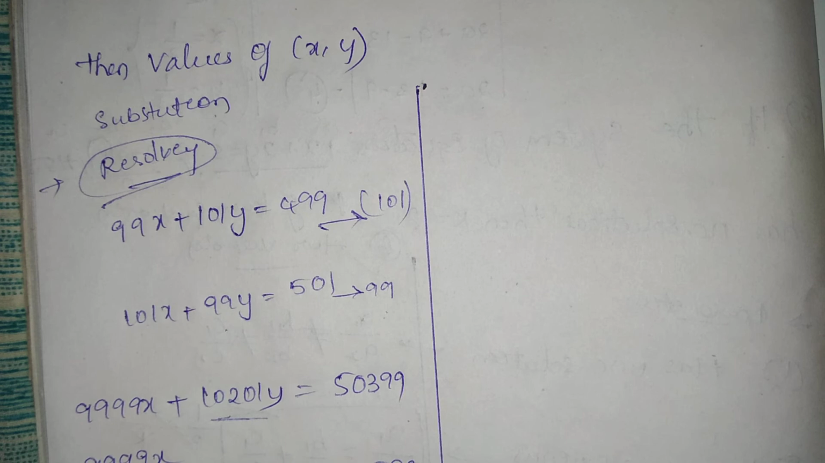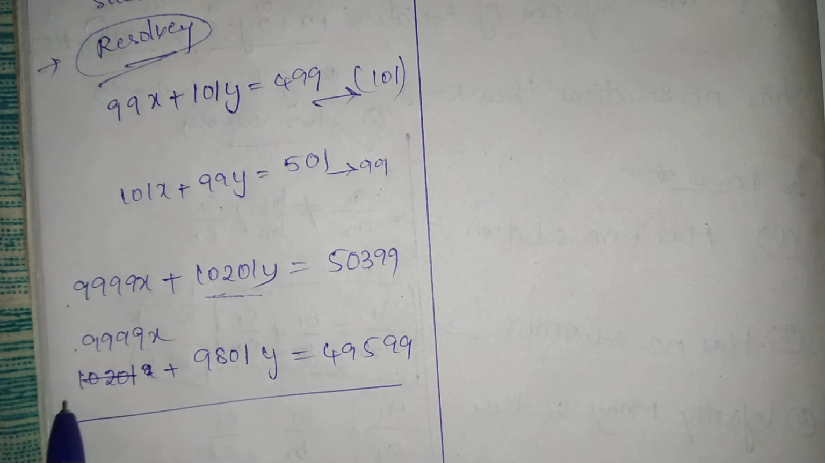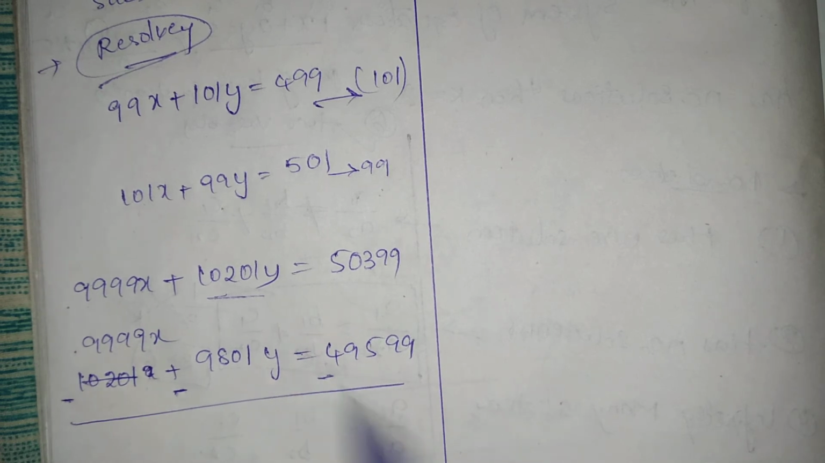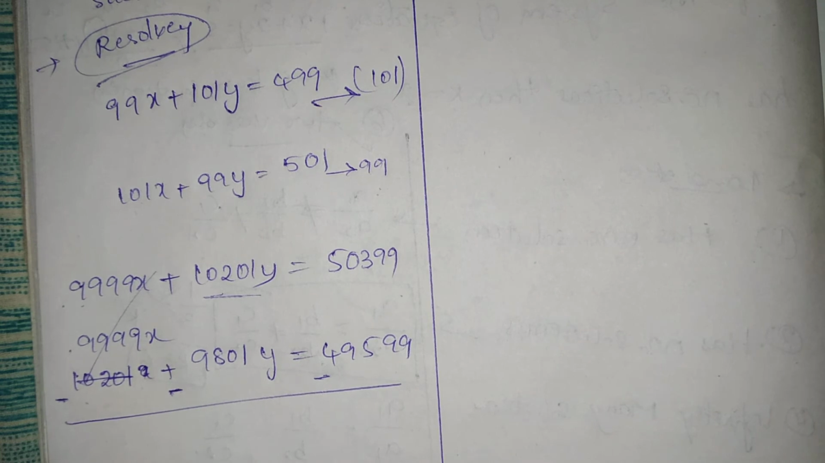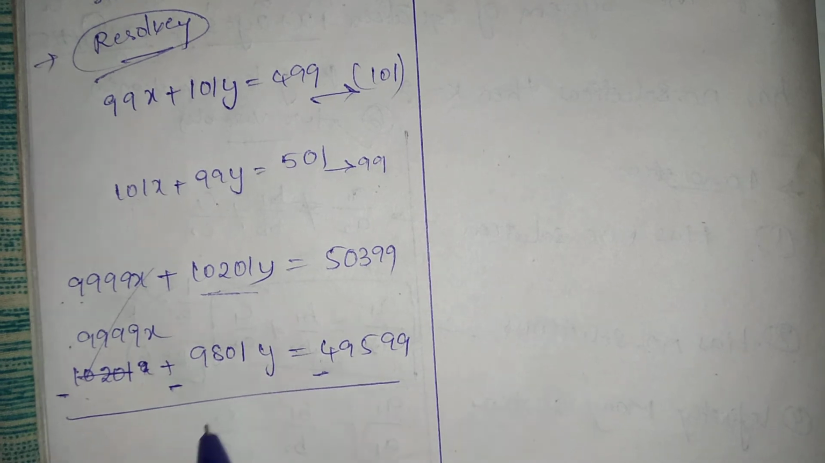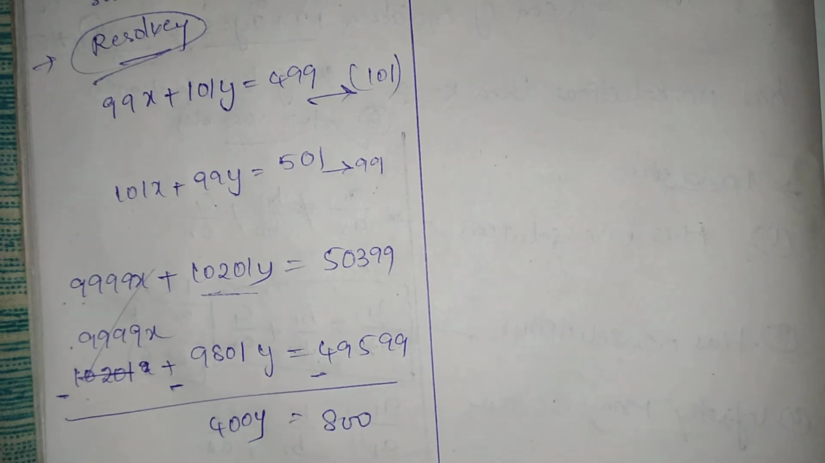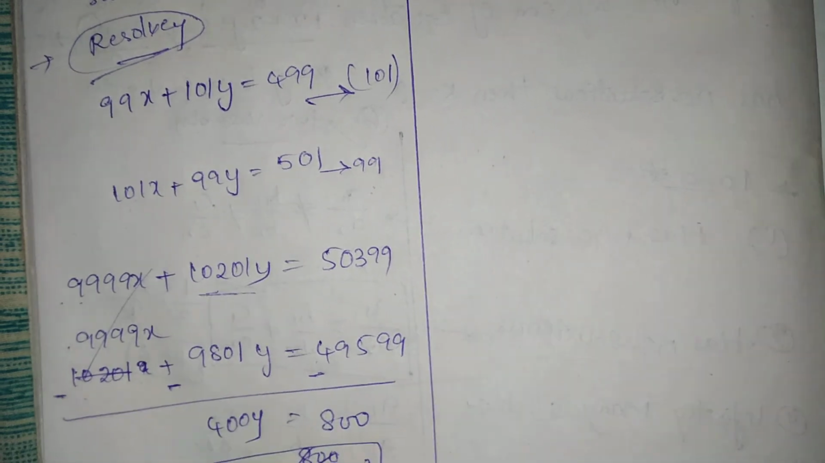Now resolving both equations. Here the x terms are positive and positive, so I am taking the subtraction. The x terms get cancelled, and 10201 minus 9801 gives 400y is equal to 50399 minus 49599, which gives 800. So y is equal to 800 by 400, that is 2. The value of y is equal to 2.